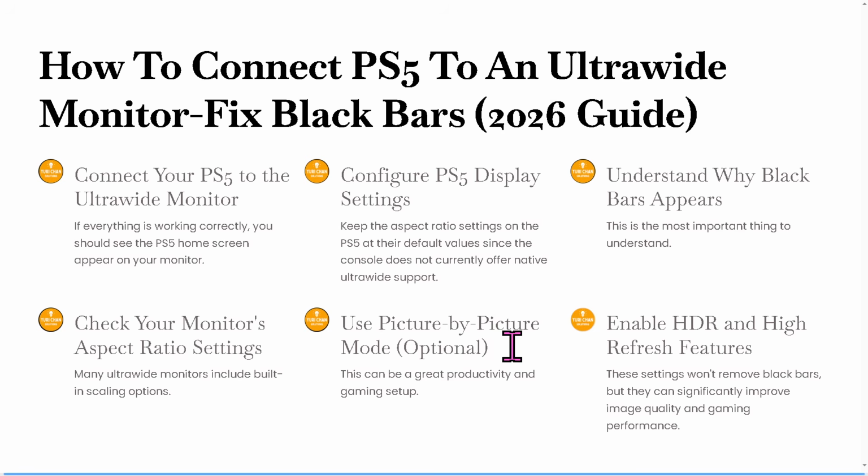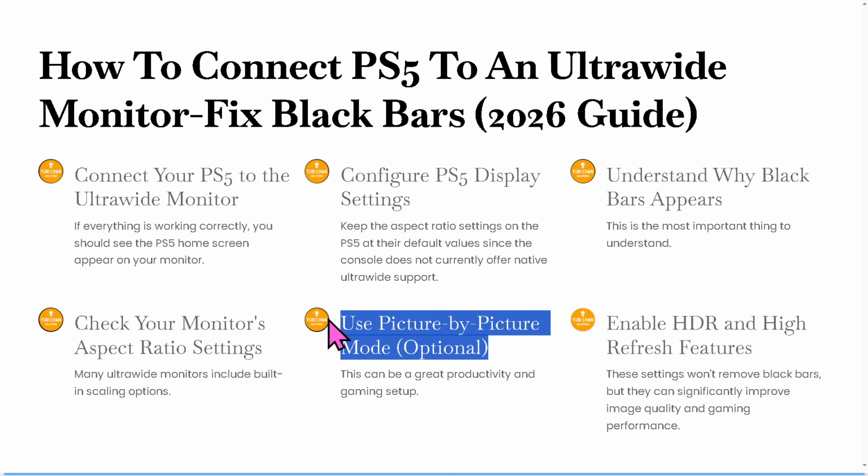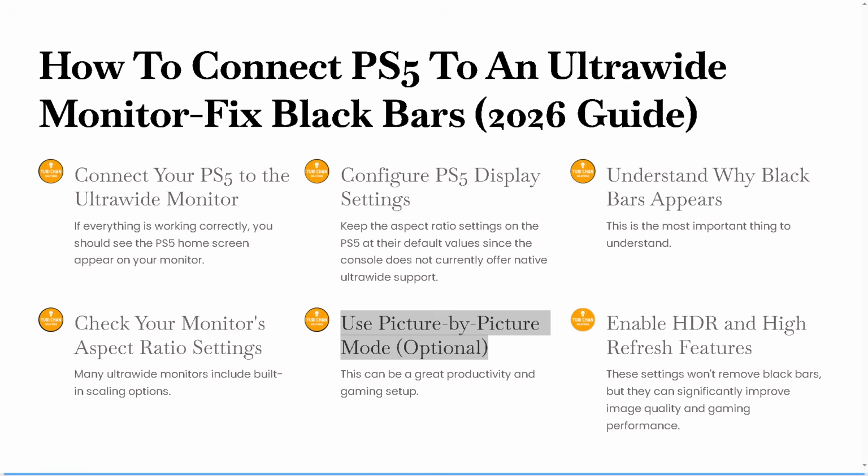And then you can use a picture-by-picture mode, which is optional. Some premium ultra-wide monitors include a picture-by-picture or PBP mode. This feature allows the monitor to treat part of the screen as a standard 16 by 9 display while leaving the remaining space available for another device. For example, you could play PS5 on one side, and connect a PC or laptop on the other side. You can use Discord, YouTube, or streaming software simultaneously, and it can be a great productivity and gaming setup.